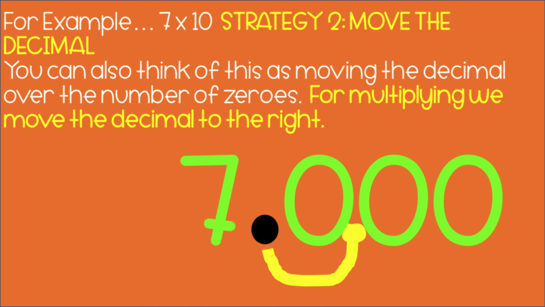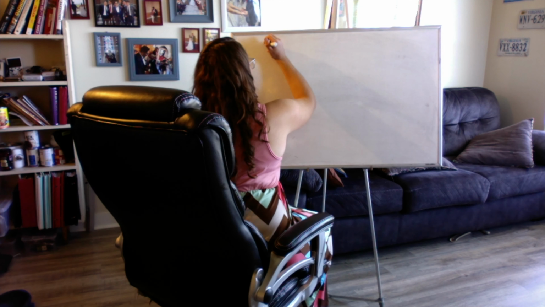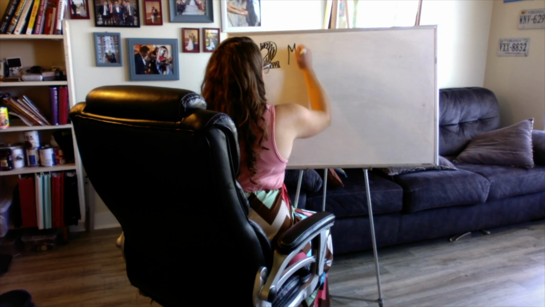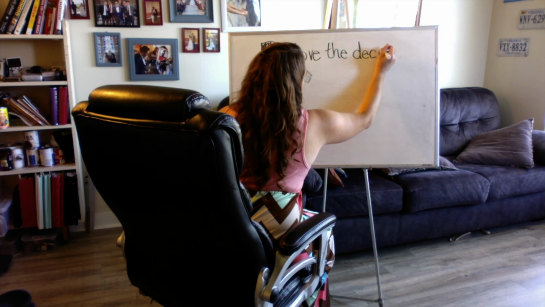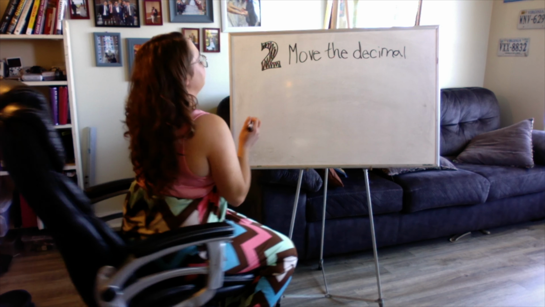In our place value chart, we shifted the digits to the left. In this move the decimal strategy, we're moving the decimal to the right. We're basically moving the number in the same direction. So 7 times 10, 10 has 1 zero, so we're going to move that decimal 1 to the right. Now our answer is 70. Ooh. Now let's move on over to that whiteboard, but we're working on strategy number 2. Move the decimal and our number stays in place.